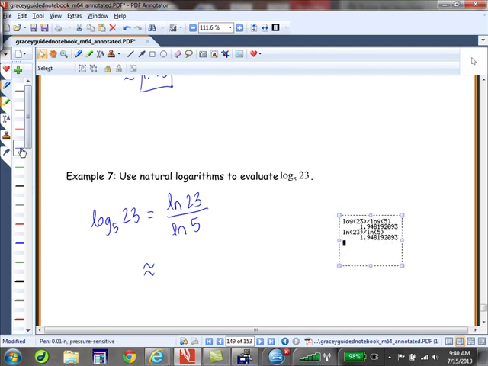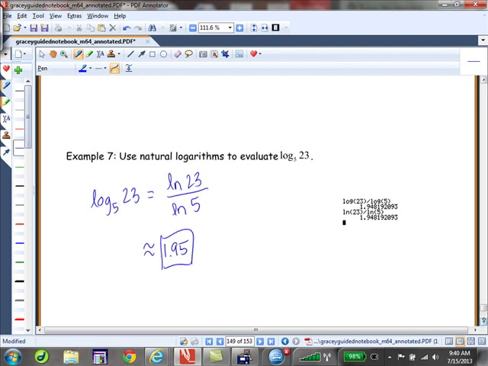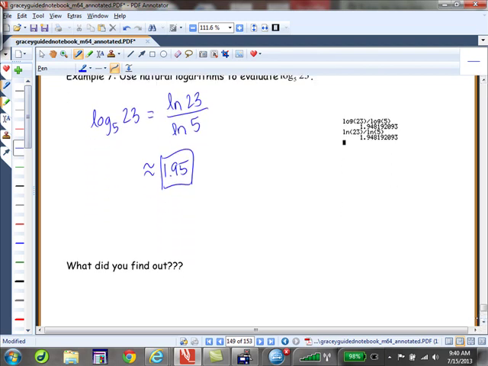So 1.95. What did we find out? You get the same answer, right? They give the same answer. So it doesn't matter if you pick common logs or if you pick natural logs, you'll get the same result.